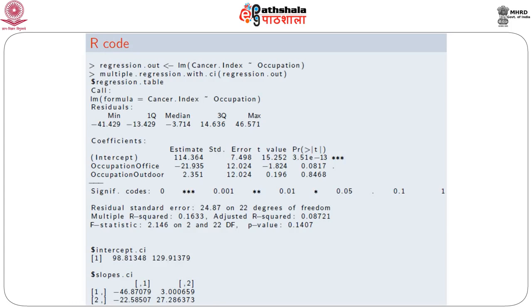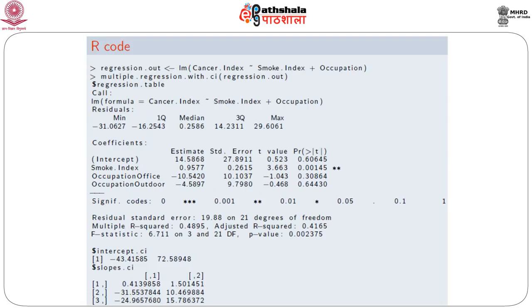And finally, here we have fitted a regression model with both the categorical variable and the continuous variable smoke. And here is the output, which contains the estimates, and we have 2 categorical variable estimates which correspond to negative 10.542 and negative 4.589. And here are the corresponding confidence intervals.